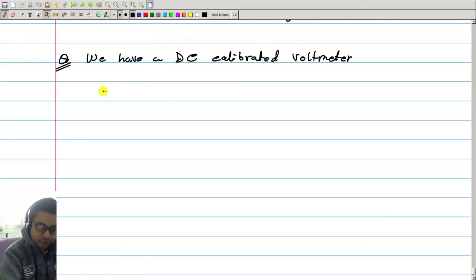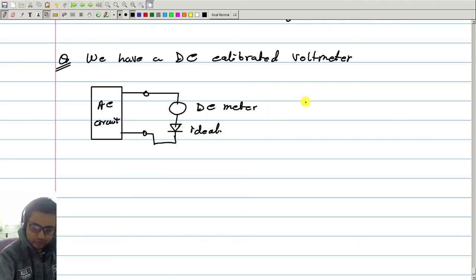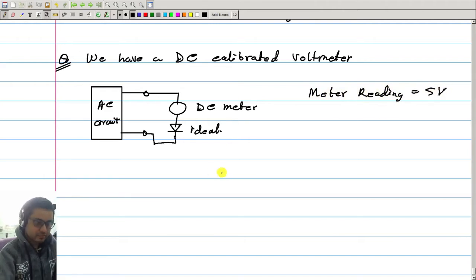So and then we will use this in an AC circuit. So this is my DC meter, and I manually add an extra diode, ideal diode, and then the reading of the DC meter comes out to be 5 volt. Meter reading is equal to 5 volt, okay?